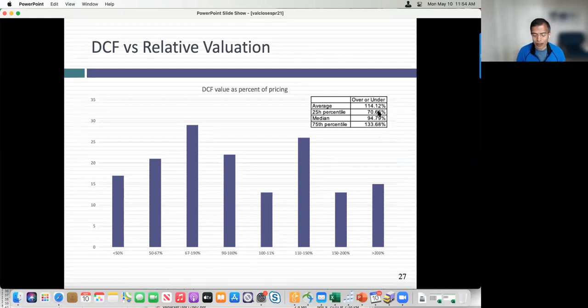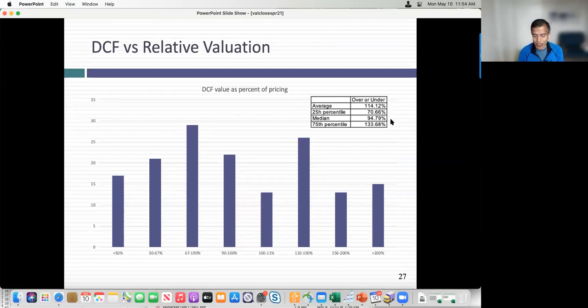But look at the median, you get a number that actually makes more sense. For the typical company in this class, the DCF value is about 95% of the pricing. You know why that makes more sense? What do you find in your DCF? That 70% of companies were overvalued. What should you find in the pricing? Roughly half of all companies should be under. That's the essence of pricing, right? You should get more symmetry.